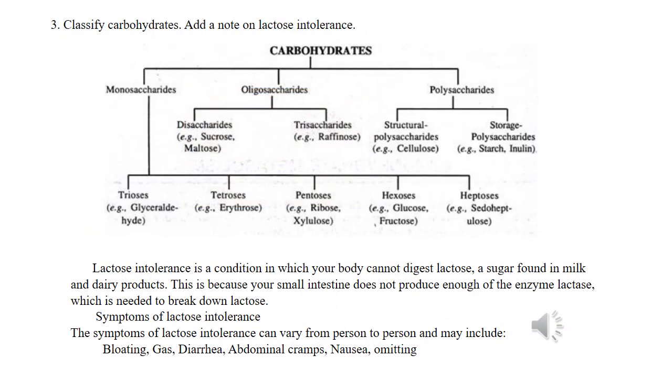Question 3. Classify carbohydrates. Add a note on lactose intolerance. Answer: the carbohydrates are further classified into simple and complex, which is mainly based on their chemical structure and degree of polymerization. Simple carbohydrates: 1. Monosaccharides, 2. Disaccharides, and 3. Oligosaccharides.